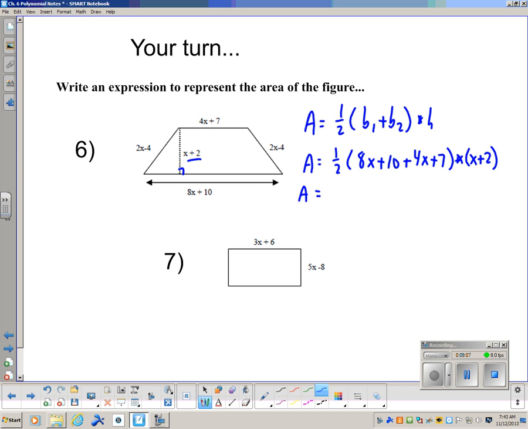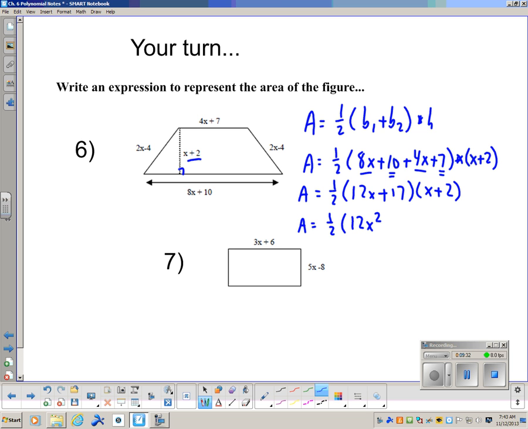So area here, I'm going to go ahead and combine my like terms inside the parentheses here. 8x plus 4x there is 12x. And then I got this 10 plus 7 there is 17. And then I have times x plus 2. So I'm going to simply FOIL those out. First terms here, 12x times x there is 12x squared.